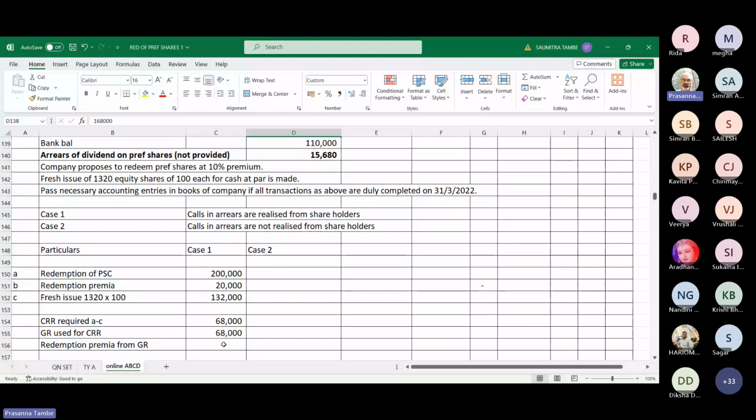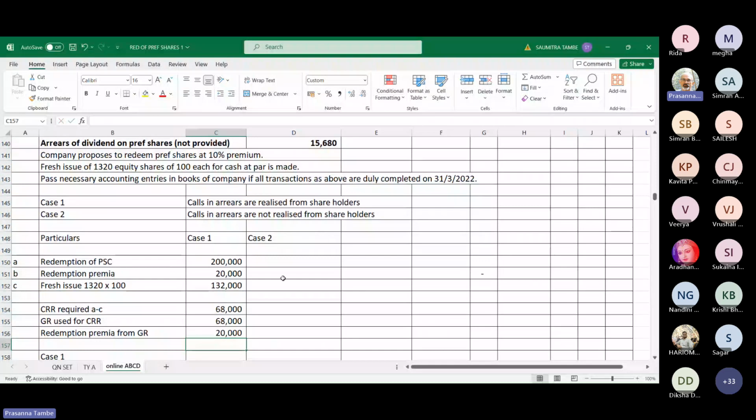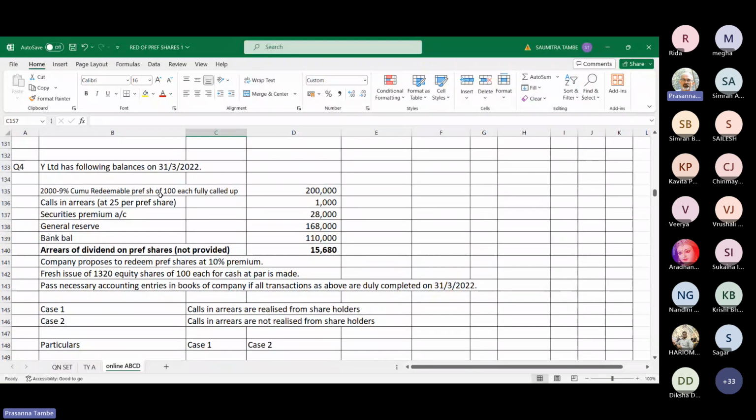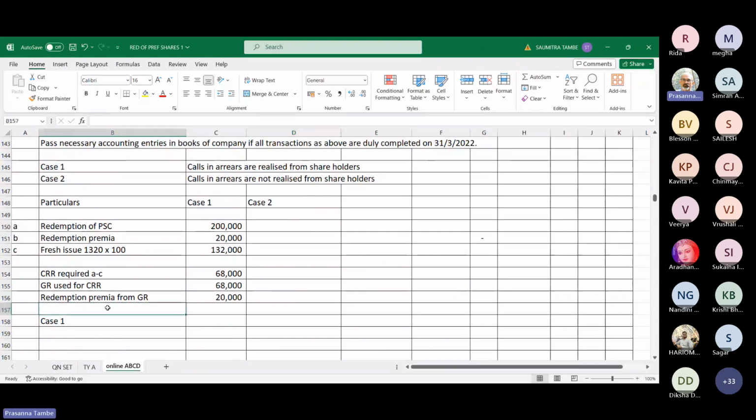And we also need to pay this dividend, arrears of dividend, which are not provided, because you are going to redeem the preference shares and these are cumulative preference shares. So they are eligible to receive this dividend. So we'll have to even make the payment of this dividend of 15,680. This dividend also will have to be provided from general reserve only. Okay. So I'll add that one more item there. GR used for dividend, the amount is going to be 15,680. Okay, so this is the utilization pattern.